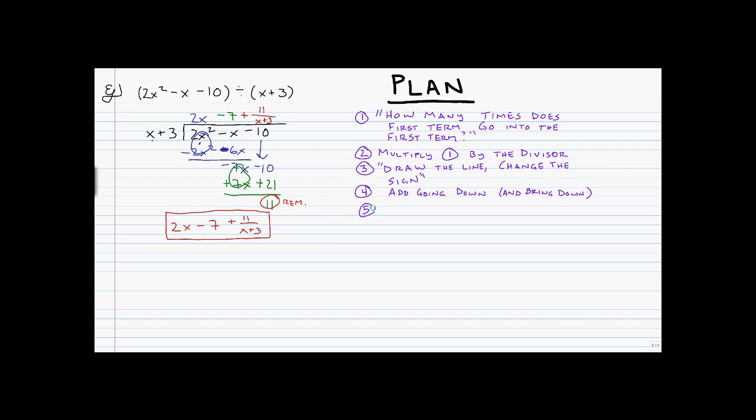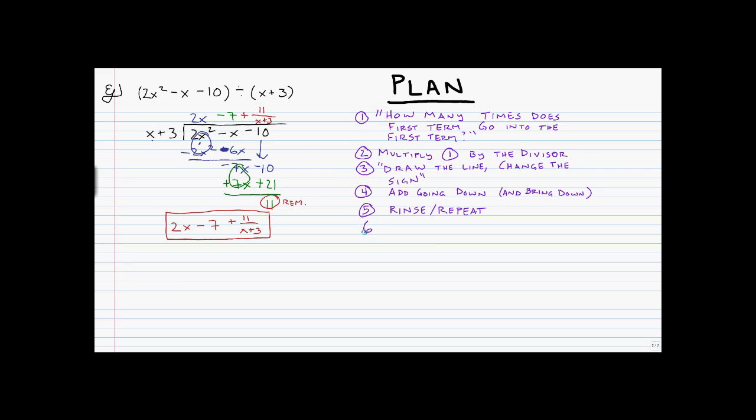And then finally, we just repeat the process. I'll write it this way because I think it's memorable. We just rinse and repeat. So we do the same thing with a new first term. Our new first term moves from being at the top of the dividend to right here. And for our new first term, how many times does x go into negative 7x? Of course we can do that the exact same way as before.